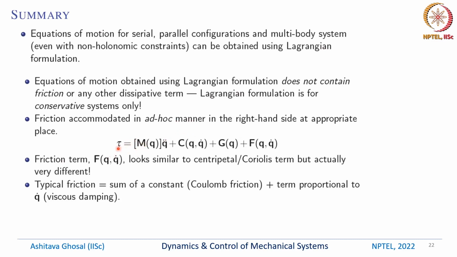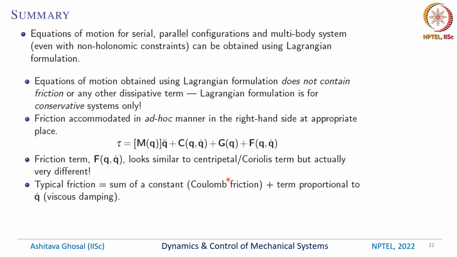So originally we have tau is M into q double dot plus C(q, q dot) q dot plus g(q). We just add a friction term. This friction could be a function of q and q dot. If you just write it like this, you might think that this centripetal Coriolis term and this friction term look more or less similar, but that is not true. This friction could be quadratic, but it is very different from the centripetal Coriolis term. This is a dissipative term.